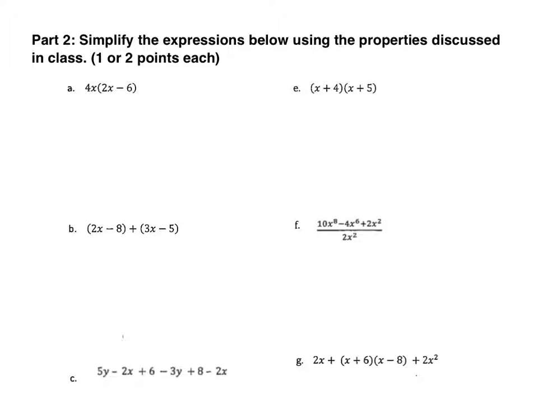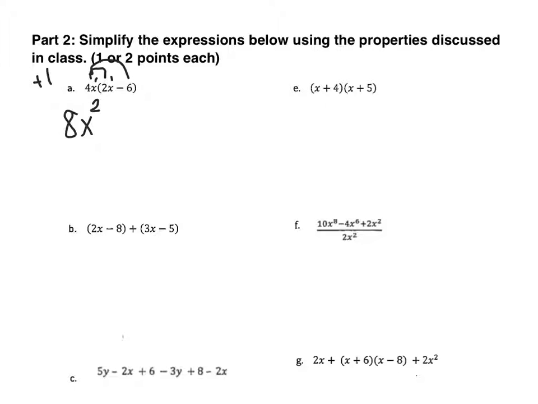Now in part 2, you had to simplify the expressions using the properties we've discussed in class. This first one was worth 1 point because you get your answer in just one step. You have to distribute to get rid of the parentheses. The most common mistake here is that many kids told me that 4x times 2x is 8x. Be careful, it's 4x to the first times 2x to the first. 4 times 2 is 8. X to the first times x to the first. When you add those exponents, you get x squared.